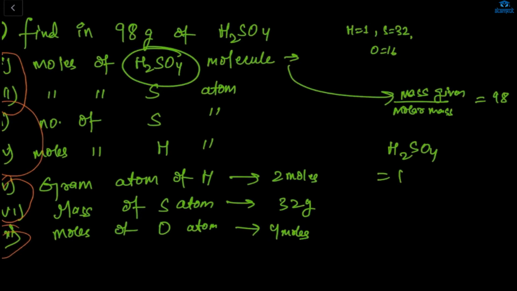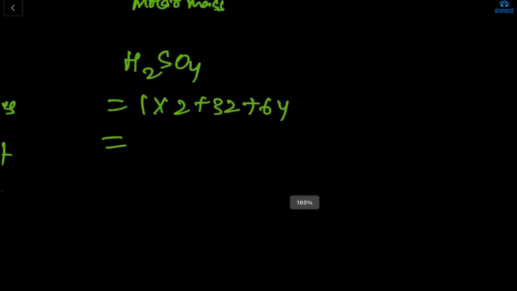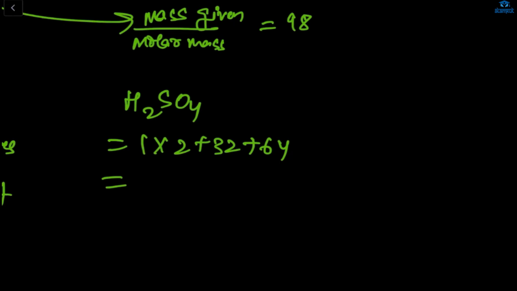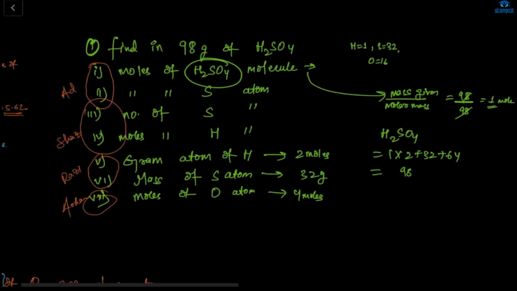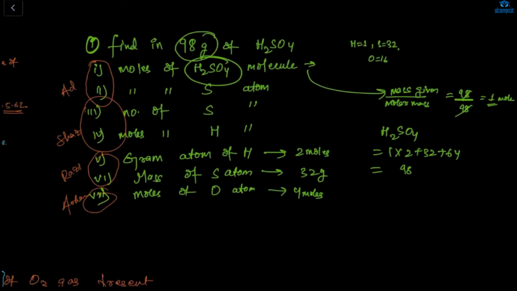Your H is 1. 1 into 2 plus 32, plus 16 into 4 is 64. So this will become how much? Add this. Ma'am, it's 98. So it will be 98 divided by 98, 1 mole. Okay? Mass given is 98 and you have to find the molar mass.